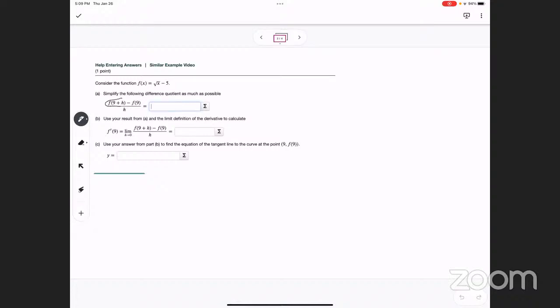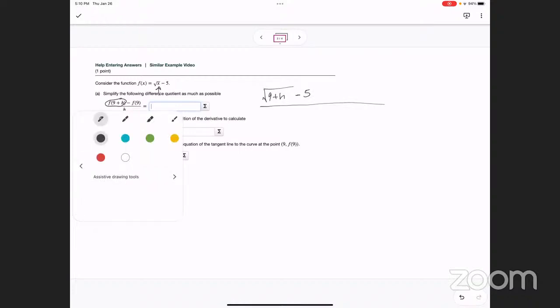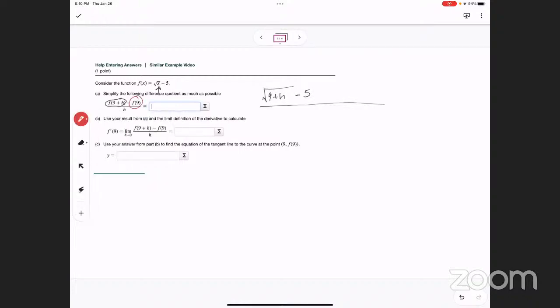So for these ones, what you're gonna do is plug in 9 plus h into the x wherever you see an x, right? So it's the square root of 9 plus h, and then it was minus 5 still, right? Plugging in 9 for everywhere you see x would give you this. Now you got to be careful and put parentheses around that. So it's the square root of 9 minus 5, like that, all over h.